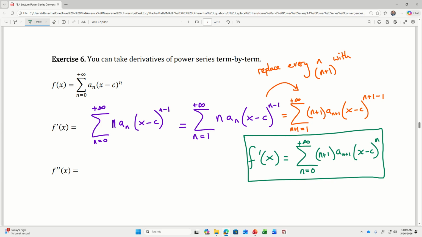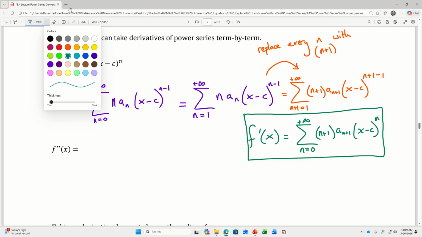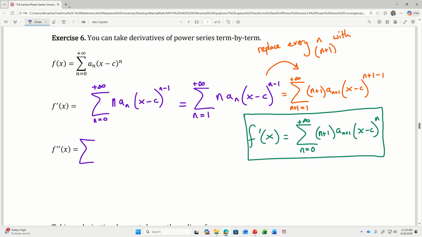So we can do this with the second derivative as well. It's the same procedure. We would just say f double prime of x is what I get if I take the derivative term by term. And so that's going to be the sum from n equals 0 to infinity. The second derivative is just the derivative of the derivative.